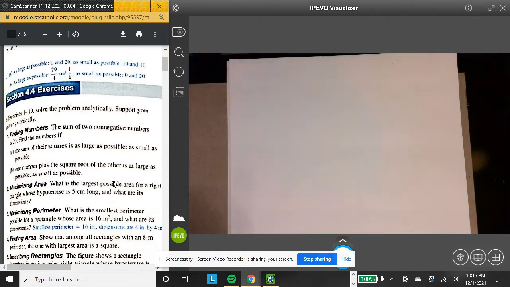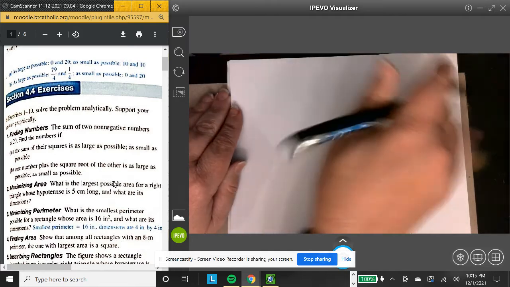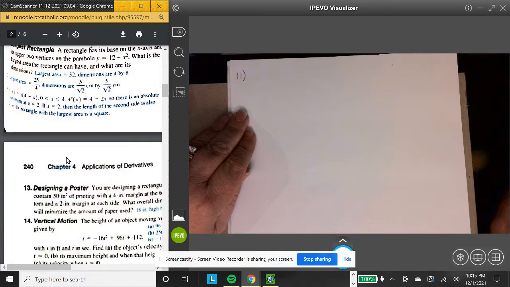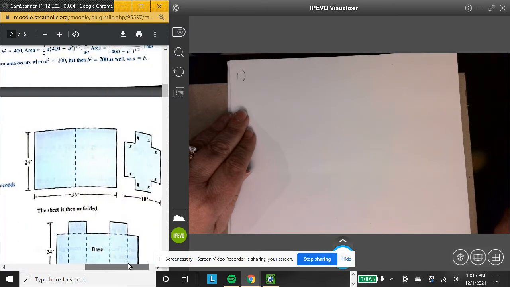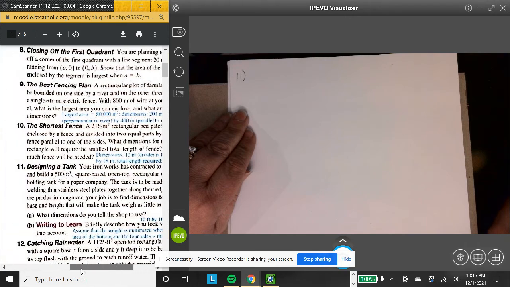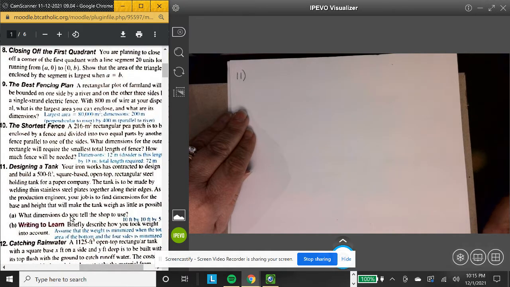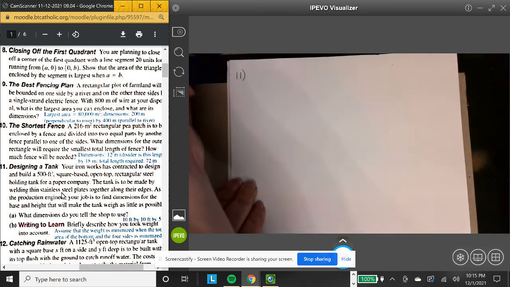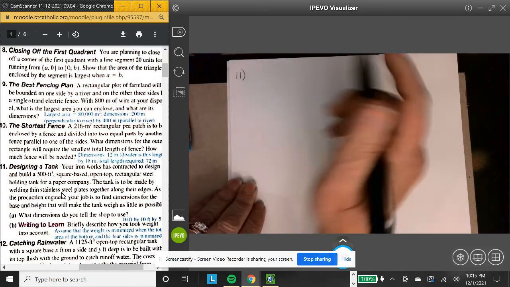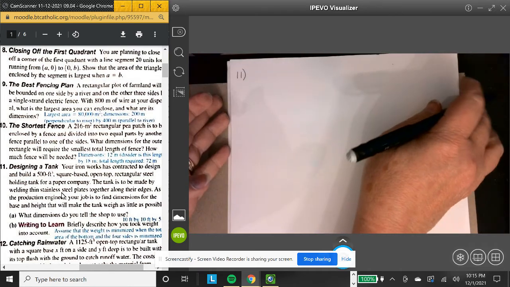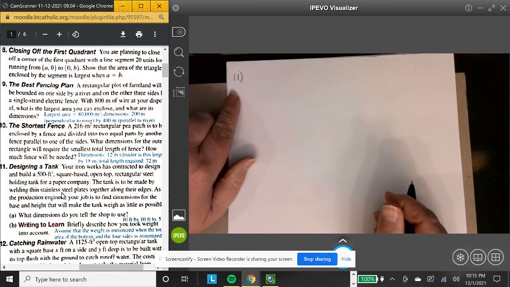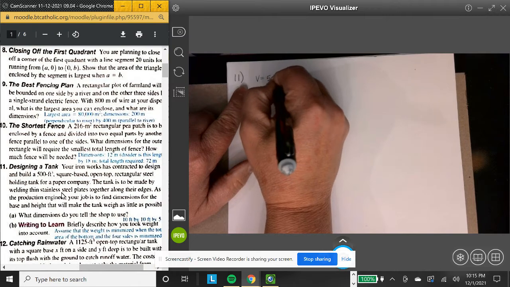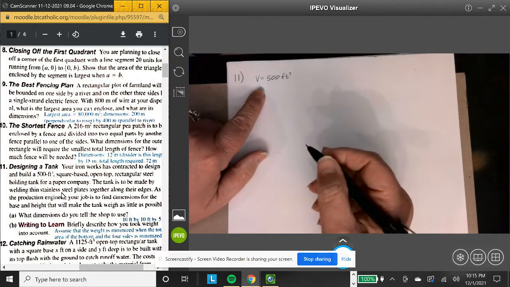Moving right along. The next number is number 11. Let's find number 11. Designing a tank. It's right here. Your ironworks is contracted to design and build a 500 cubic foot tank. Let's talk about what that number represents. It's cubic feet, 500 cubic feet. That's a volume. So they're telling you the volume equals 500 cubic feet.